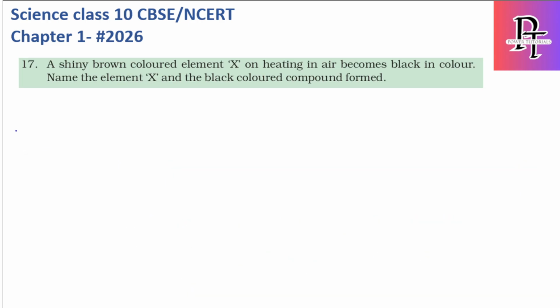Okay, let's see the 17th. A shiny brown element on heating in air becomes black in color. So the answer is simple. Copper is the element which is brown in color. When reacted in air in the presence of oxygen it becomes copper oxide, which is black in color.